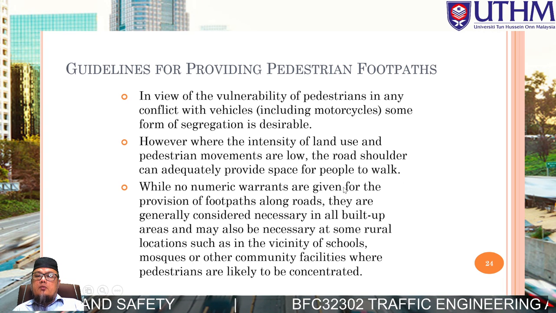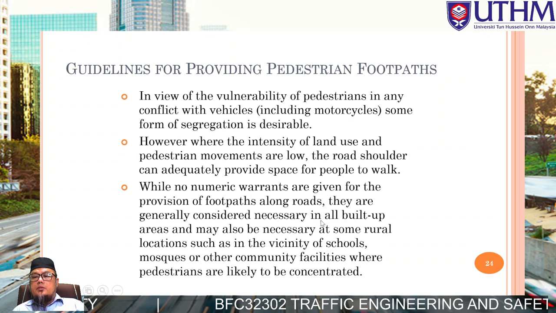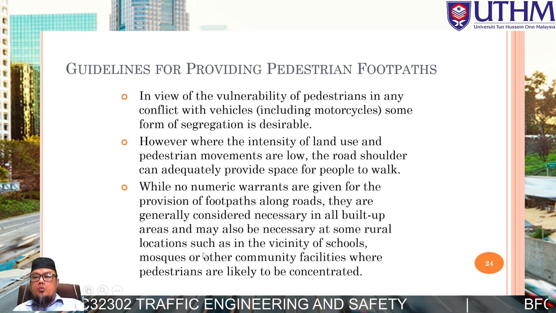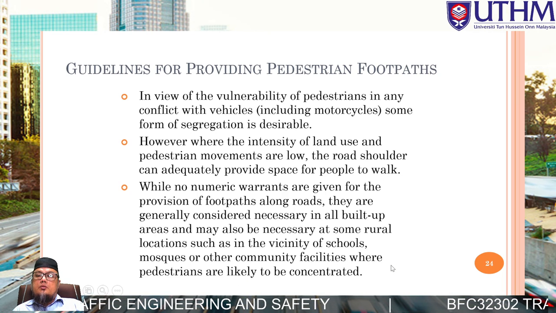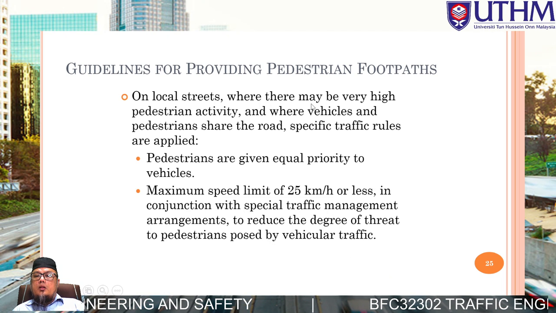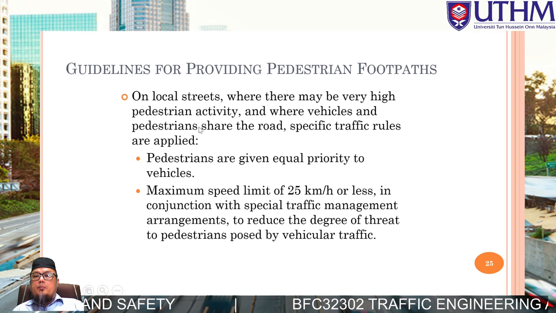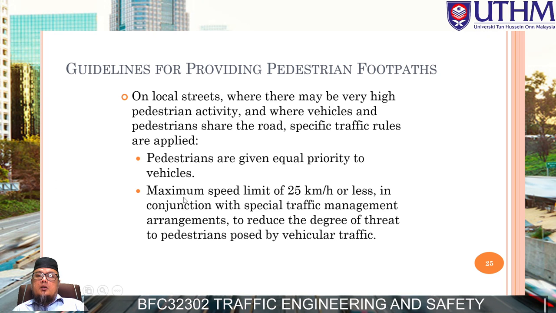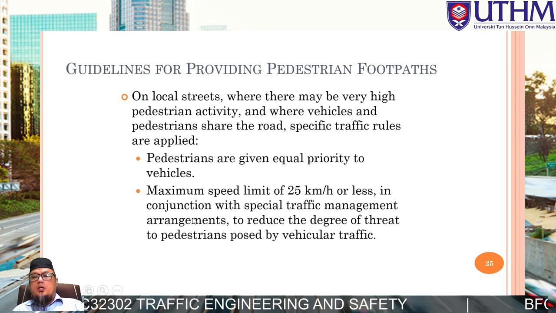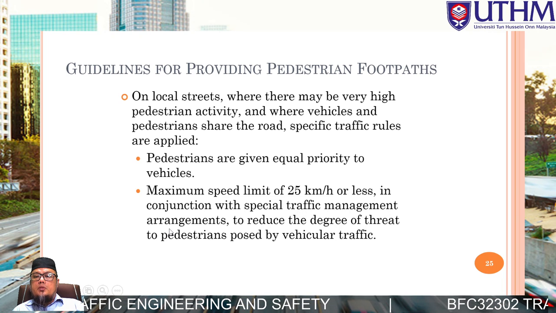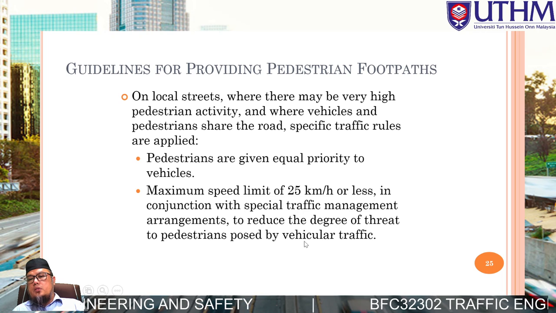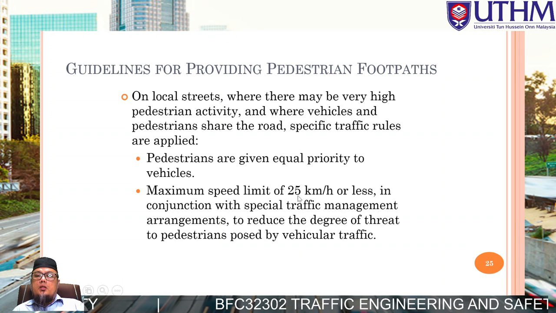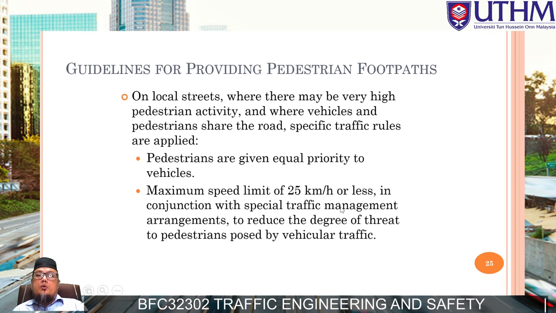Although no numeric warrants are given for the provision of footpaths along the road, they are generally considered necessary in built-up areas and may also be necessary at some rural locations such as the vicinity of schools, malls or community facilities where pedestrians are likely to be concentrated. On local roads where there may be very high pedestrian activity and where vehicles and pedestrians share the road, specific traffic rules apply. First, pedestrians are given equal priority to vehicles. A maximum speed limit of 25 km/h or less, in conjunction with special traffic management arrangements, reduces the degree of threat to pedestrians from vehicles. So we have to control the speed, because the effect when a vehicle hits a pedestrian is very, very terrible within the range of more than 25 or 30 km per hour.